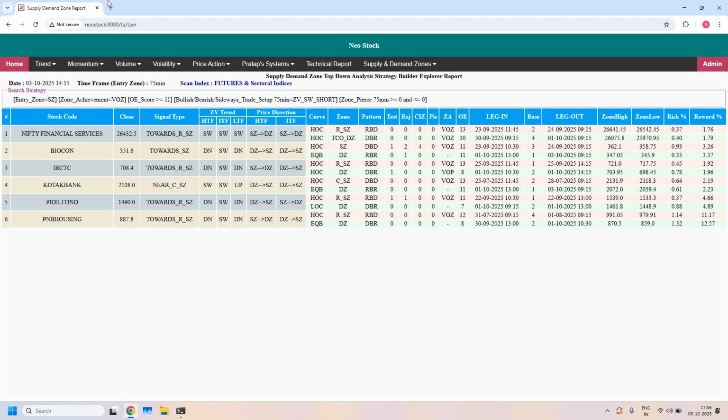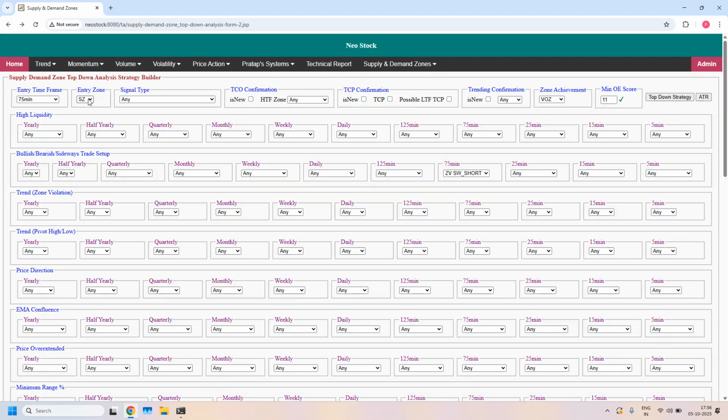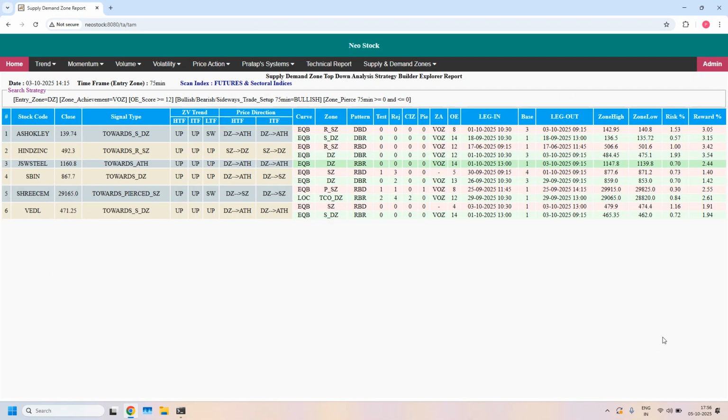Next, bullish trade setup for weekly income trade. Changes are 75 minutes demand zone. And here bullish. And minimum odd enhancer score 12. Let's filter. We got 6 stocks supporting bullish trade setup for weekly income trade. Entry time frame zones are 75 minutes demand zones.